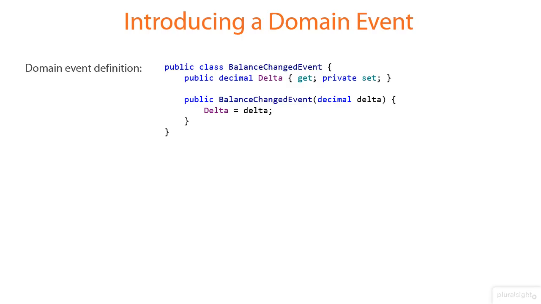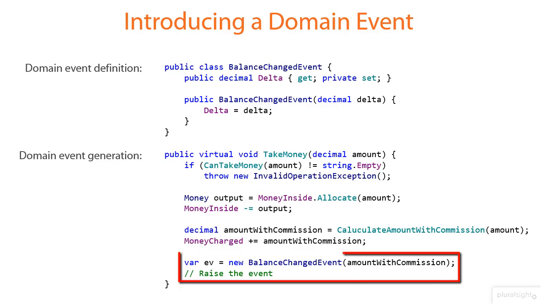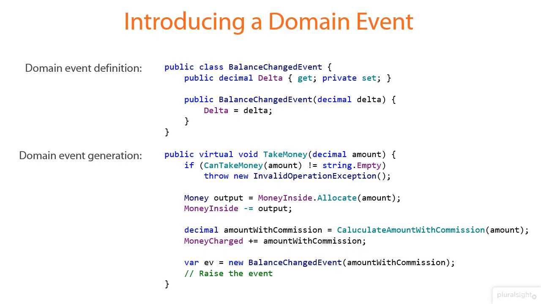This is how the domain event will look like, and this is where it will be used. You can see, instead of directly changing the balance of the head office here in the Take Money method, we create an instance of the event and raise it. We will talk about the actual techniques for raising events later in this module. For now, let's discuss best practices for defining domain events themselves.